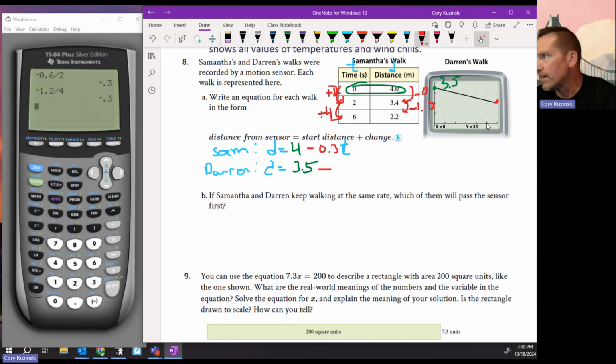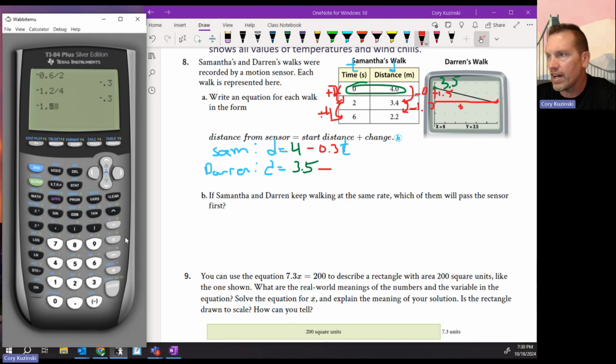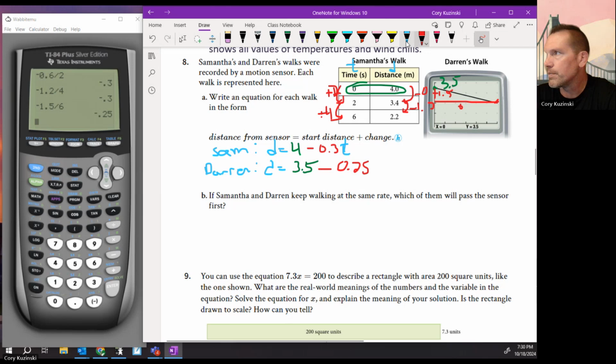How about, that one seems pretty clear. 1, 2, 3, 4, 5, 6 seconds. 1.5. So he traveled down 1.5. I'm going to make that negative over 6 seconds. Negative 1.5 divided by 6 is negative 0.25 times t.